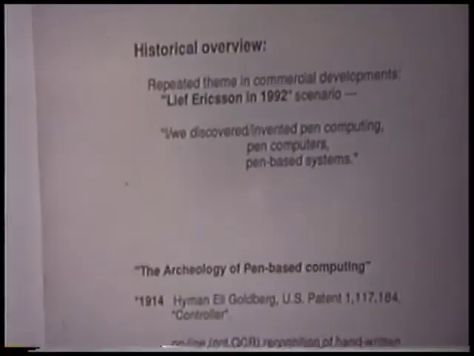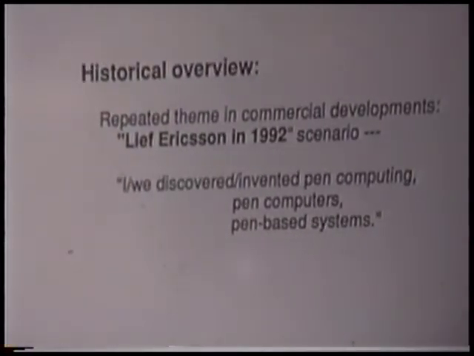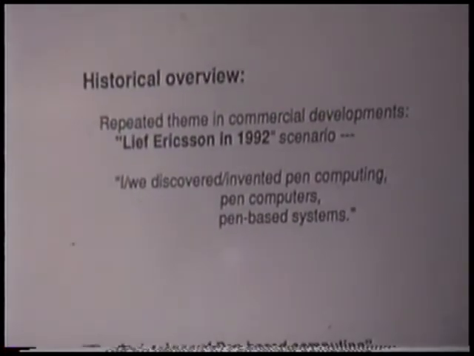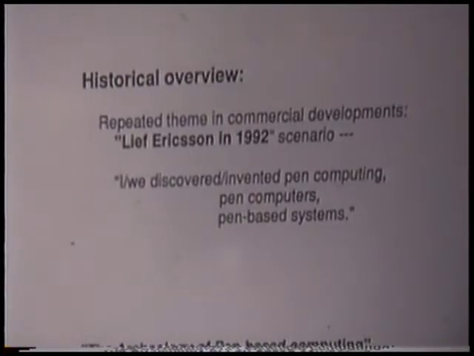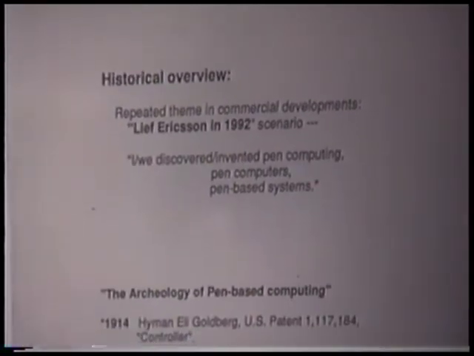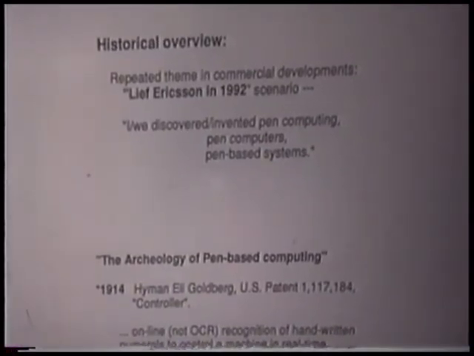The theme I picked for this historical overview is something I call the Leif Erikson in 1992 scenario. 1992 was the 500th anniversary of the discovery of America by Christopher Columbus. One thing that came out in the press was that in many ways Christopher Columbus was not the first. Specifically, he wasn't the first, but he just thought he was. And he thought he was discovering something completely different.